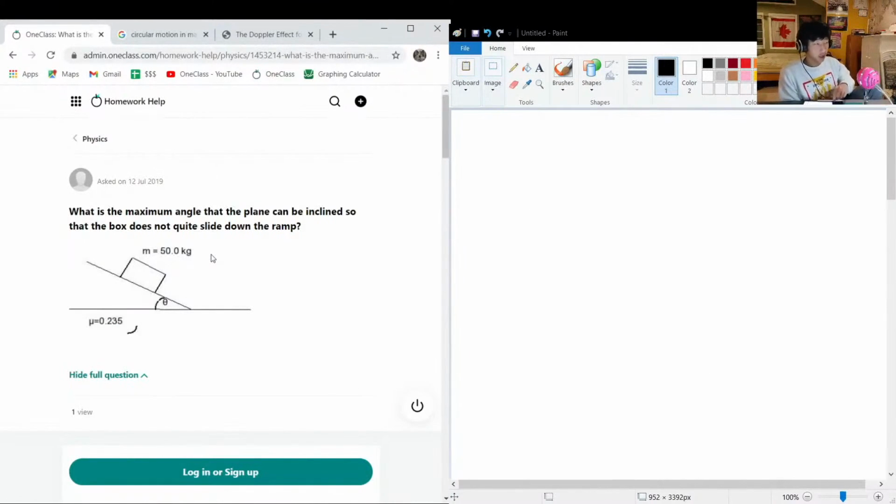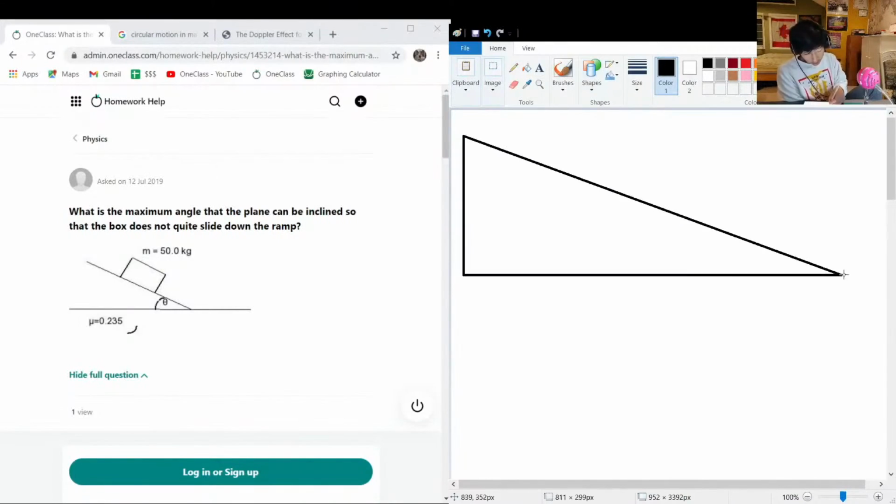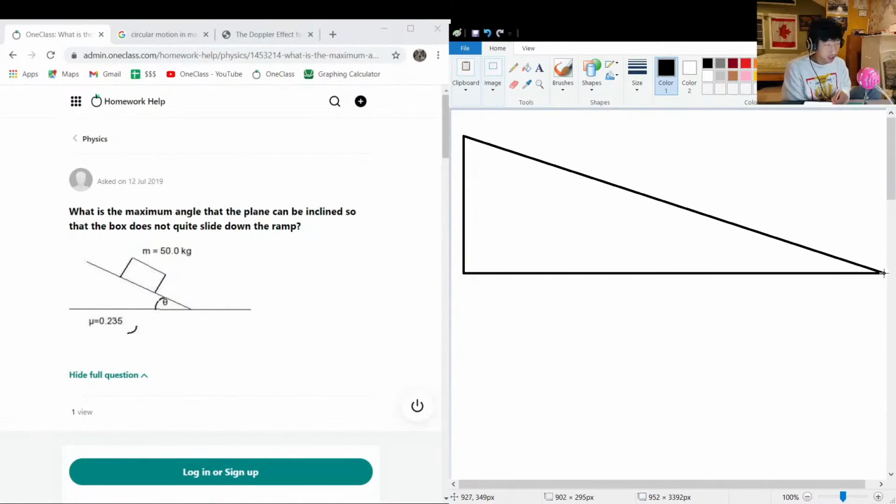Okay, so the next question that we got on the menu today is asking us what is the maximum angle that this ramp is going to be allowed to be inclined so that the box does not slide down the ramp. Because if the box slides down the ramp, well, you know, they won't catch you slipping, and that's not great. So you don't want to be caught slipping. So what's the maximum angle that we can have? Let's actually draw our own diagram on this because I can't draw on the OneClass image.